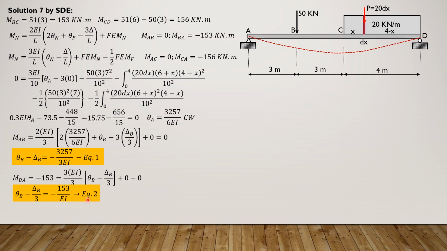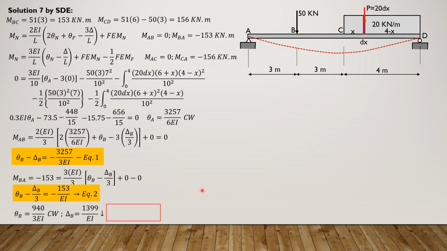Then solving these two equations simultaneously, or subtract equation 1 from equation 2 or equation 2 from equation 1, then we can solve delta B, and after that substitute in equation 1, we can solve for theta B. So I will not go into details with that because that's only algebra. So theta B is equal to 940 over 3 EI. Because this is positive, it means clockwise. But the final answer is, because this is clockwise, it is negative.